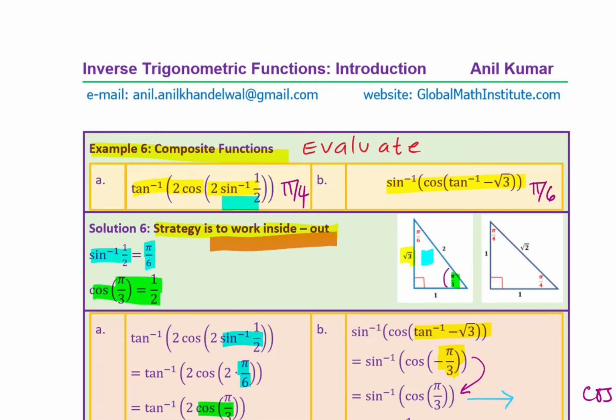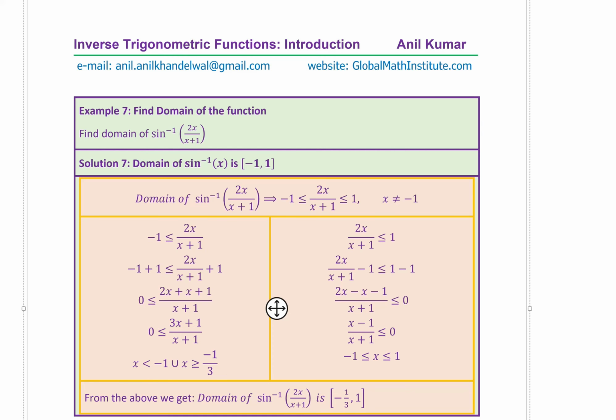Correct? Now let's take a composite function, rather a complicated function with sine inverse, and we are now trying to find the domain. So the question here is to find the domain of the function sine inverse of 2x divided by x plus 1. Well, the strategy to begin with is the same. The domain of the inverse sine function is from minus 1 to plus 1, both included. So we'll begin by substituting 2x over x plus 1 within minus 1 and plus 1, both included. Remember, x is not equal to minus 1, since that will make the denominator 0, and you can't divide by 0.